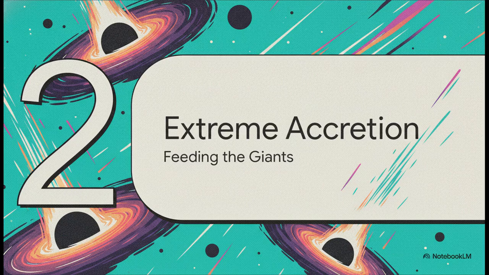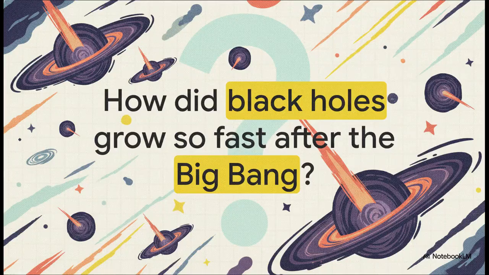Moving right along to Section 2, Extreme Accretion and Feeding. This brings us to a really provocative question, specifically about early universe quasars. We're finding supermassive black holes operating just hundreds of millions of years after the Big Bang. Think about that for a second. This completely challenges our standard models of stellar collapse and gradual mass growth. So how on earth did they get so big, so fast?